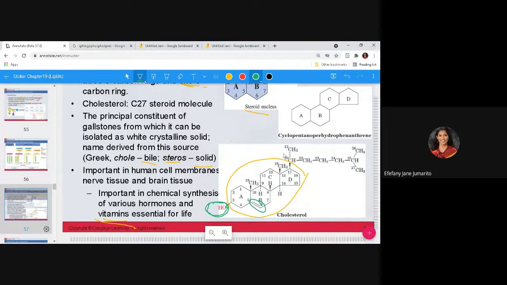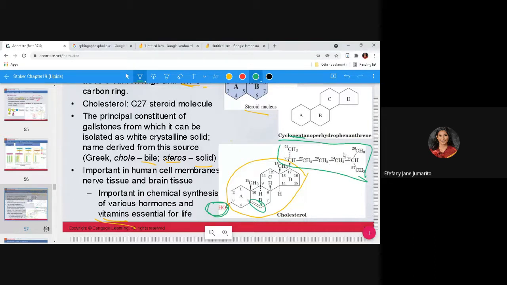Then, in carbon 17, there is a molecule. What is this molecule called? 1, 2, 3, 4, 5. Isopentane. Okay, this one is isopentane. So we have 1, 2, 3, 4, 5, and 1, 2, 3, 4, 5. So this one is an isopentane.